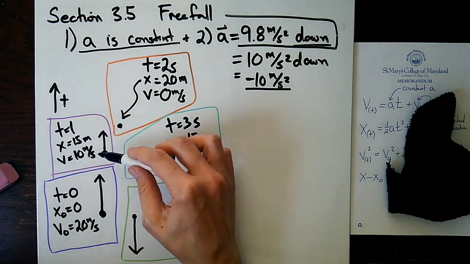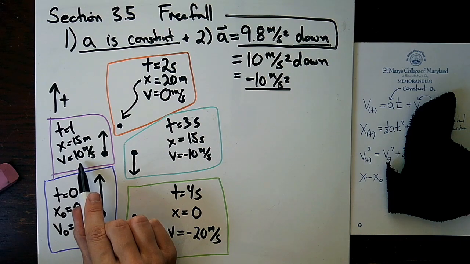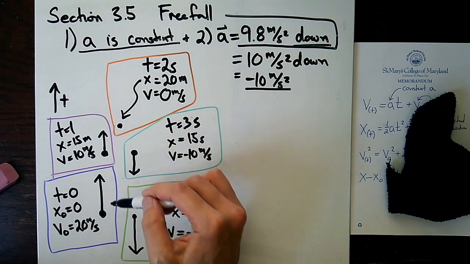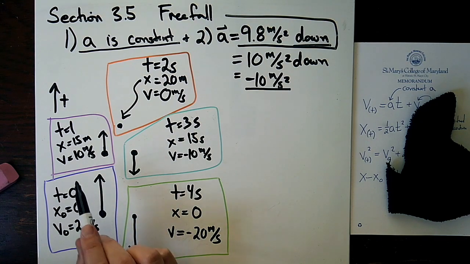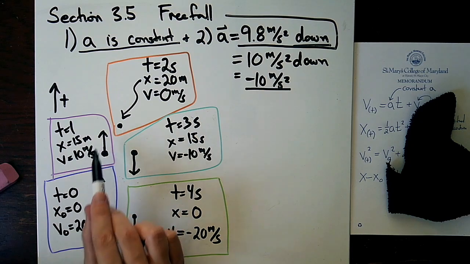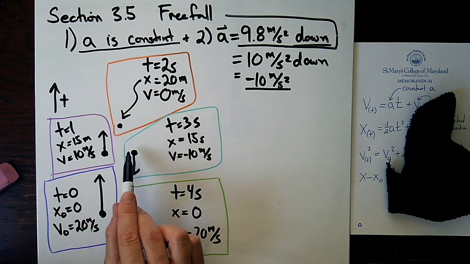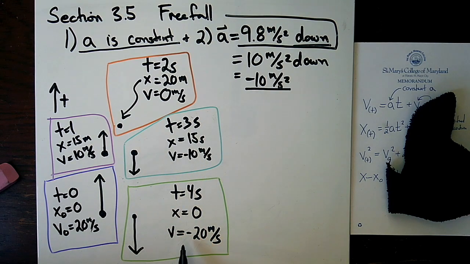Every second that passes by, you lose about 10 meters a second of velocity, or you go 10 meters a second more downward. If you were starting going upward at 20 meters per second, 1 second later you're going 10 meters per second upward, 1 second after that you're not moving, 1 second after that you've gone to 10 meters per second downward, and a second after that you've gone to 20 meters per second downward.